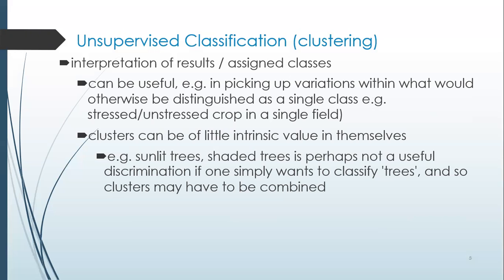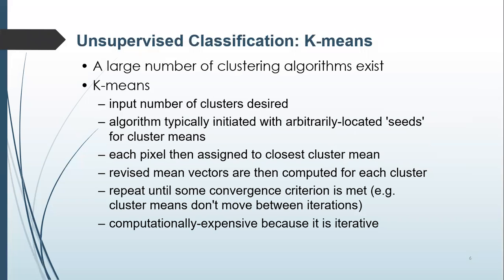Clusters can be of little intrinsic value in themselves. Example, sunlit trees and shaded trees is perhaps not a useful discrimination if one simply wants to classify trees, and so clusters may have to be combined. See that it is mentioning certain disadvantages that are connected with unsupervised classification.